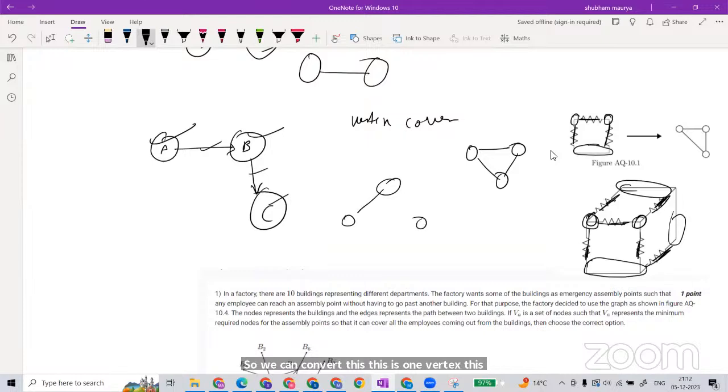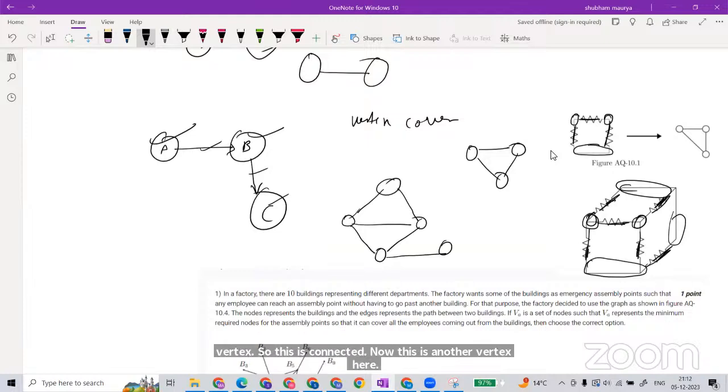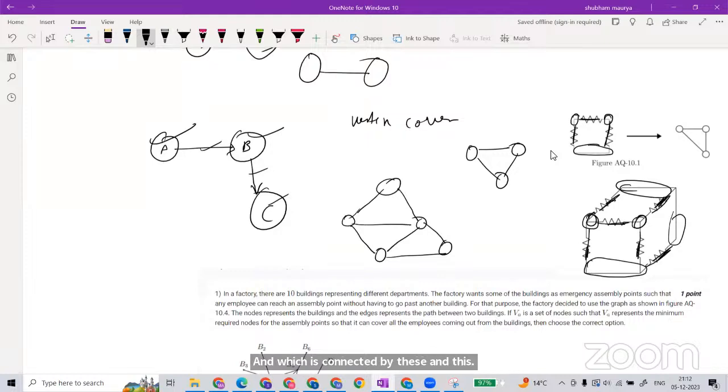So these two are actually connected. Now these two are also connected. There is another vertex, so this is connected. Now this is another vertex here, and it is connected by this and this. This is going to be your graph.